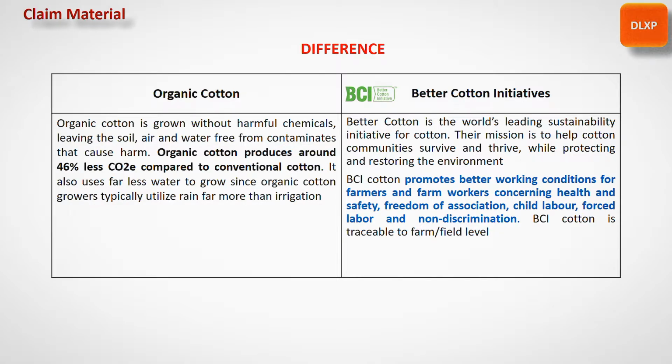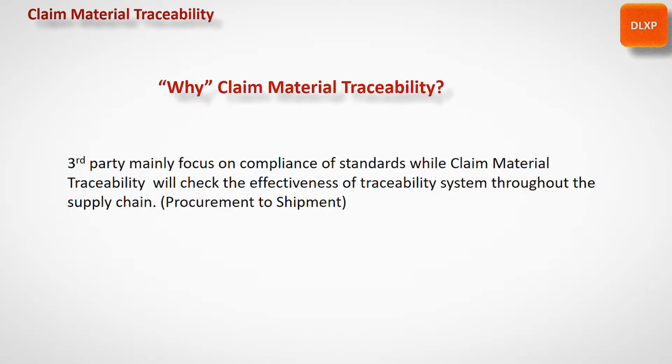Now, coming back to the topic again: why claim material traceability? Why is it so important to trace the claim material up to the raw material end? When we are conducting an audit, or a third party conducts the audit, their main focus is on the standard requirements and they do not thoroughly check the systems. While conducting a traceability of any product, it thoroughly checks the effectiveness of the traceability system throughout the supply chain, from procurement to shipment.